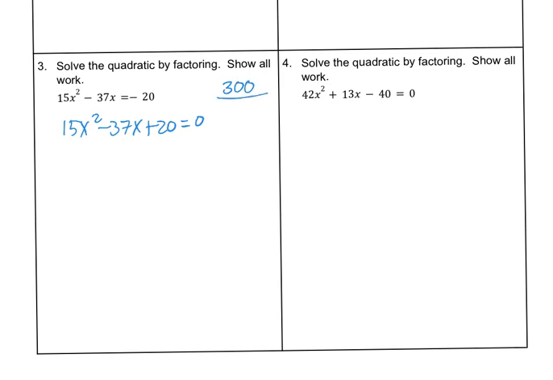Things that multiply to 300, that's going to be 1 times negative 300, 2 times negative 150, 3 times negative 100, 4 times negative 75, 5 times negative 60. We're still not really getting close to negative 37, although we're starting to. Then we've got 6 times negative 50, 7 doesn't work, 8 doesn't work, 9 does not work, 10 times negative 30, that's going to give us negative 20.